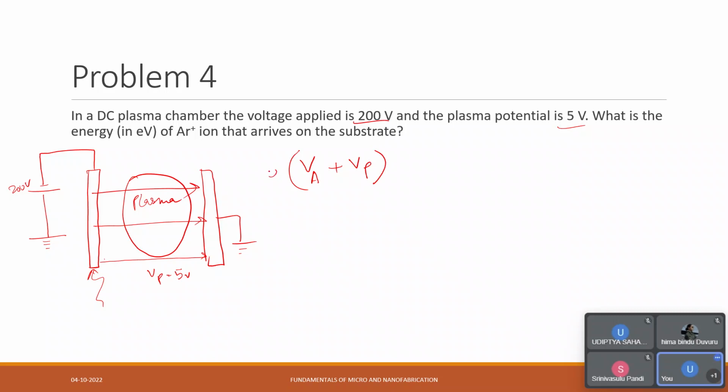So the plasma potential, and essentially the electron charge, E times this V. So that is basically the energy. This is there in your slides of this DC discharge also. So essentially you will get E times 205. Okay, so it is essentially 200 plus 5, 205 eV. So that will be the answer.